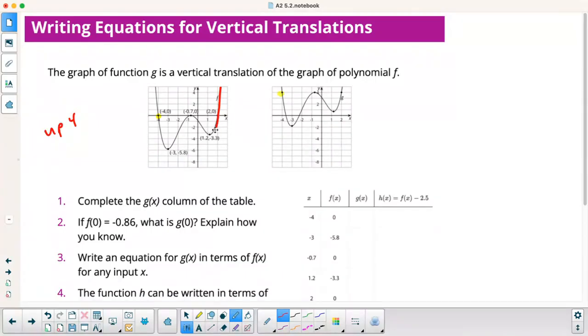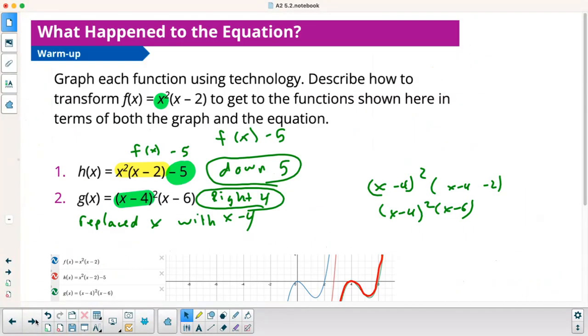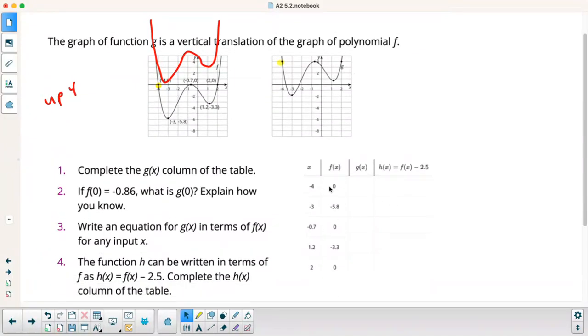If I trace this graph here and I shift everything up 4, it looks kind of like the same graph for the most part. So up 4, what do I do to my table if I go up 4? If I go up 4, I add 4 to the y coordinates, okay? So if I wanted g of x here, I would just add 4 to all of these.